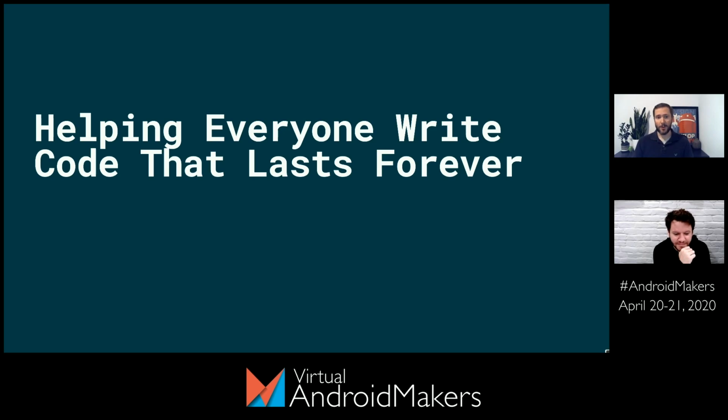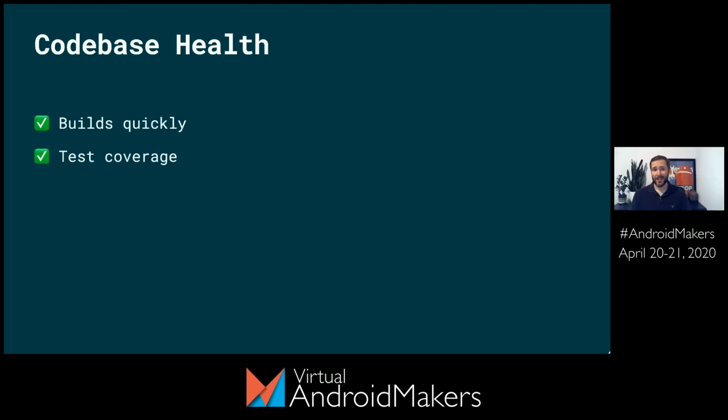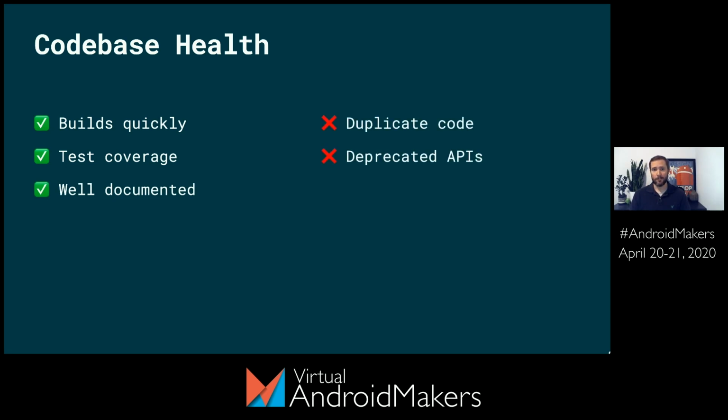Some examples of a minimum bar for code quality might include such things as code that builds quickly, is sufficiently tested, and is well documented. On the other hand, some things that might detract from code quality are having duplicated code everywhere, using deprecated APIs, and not modularizing your code.